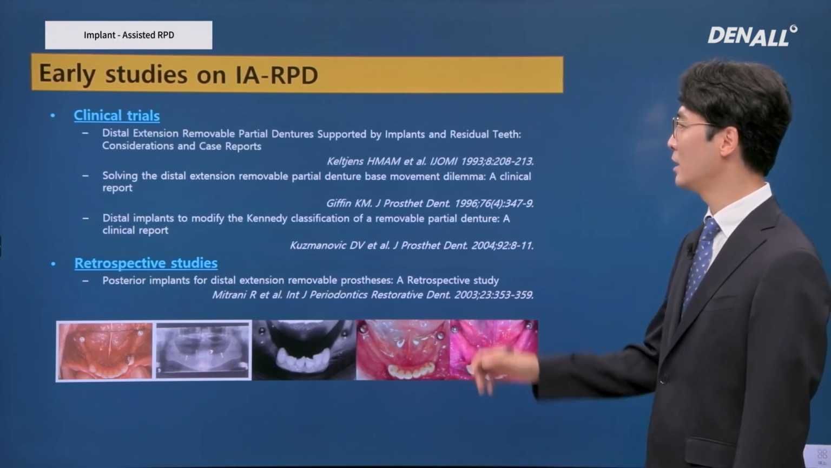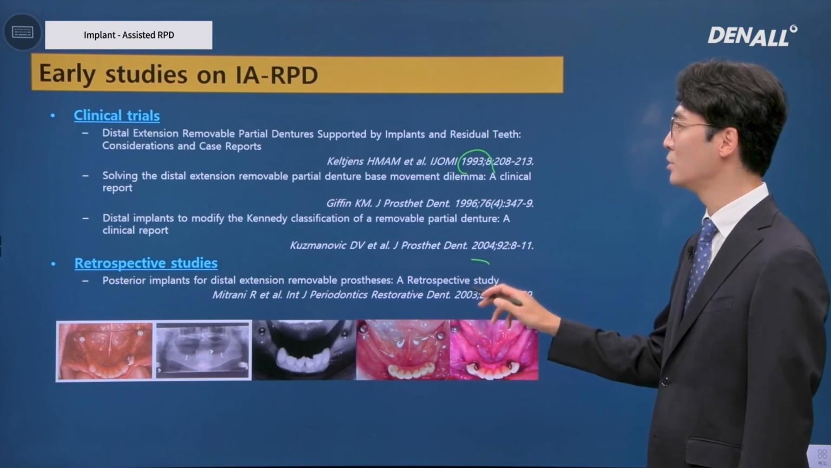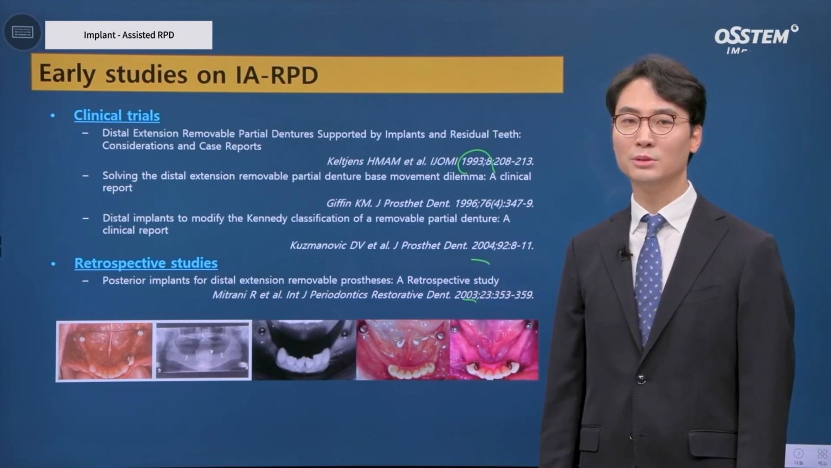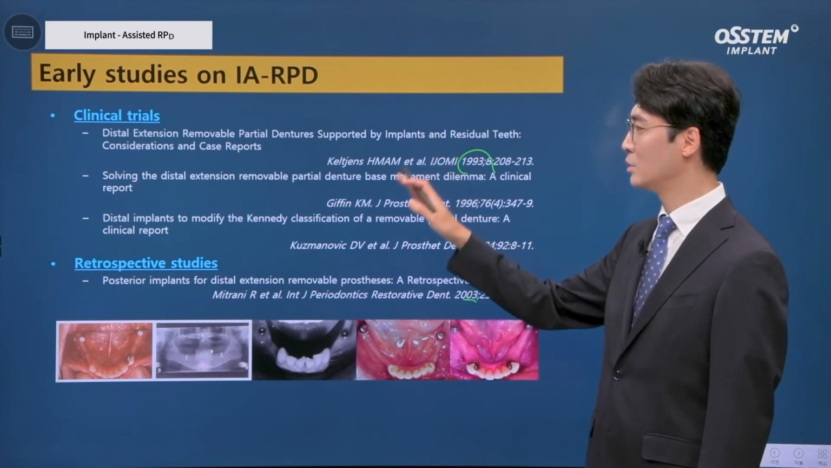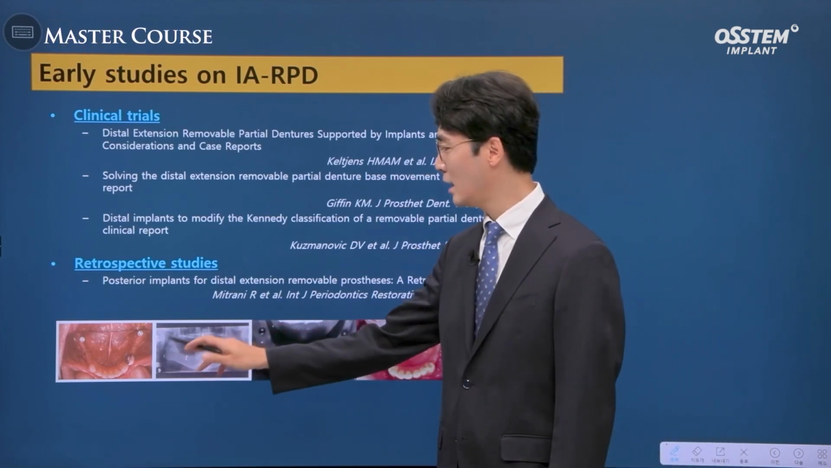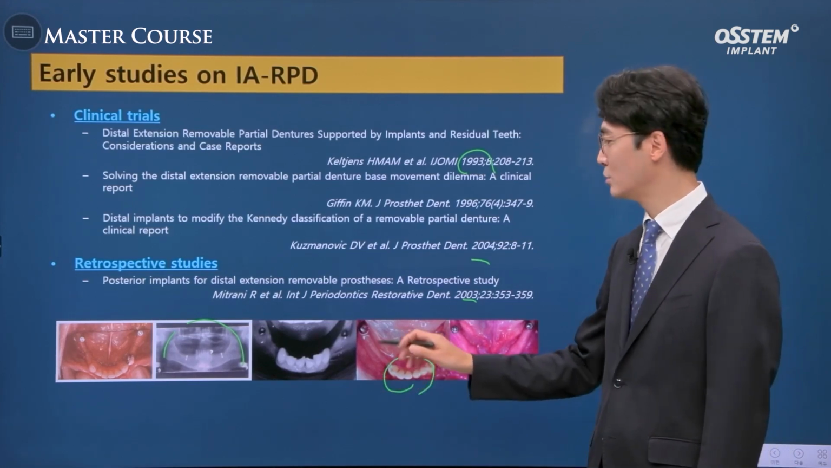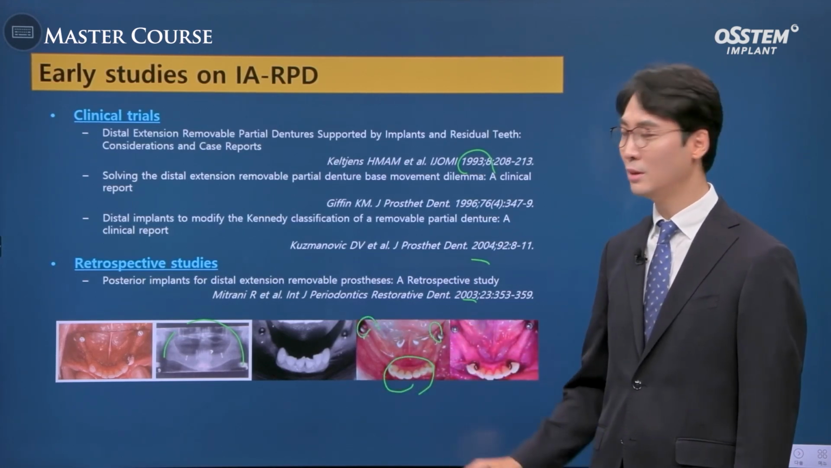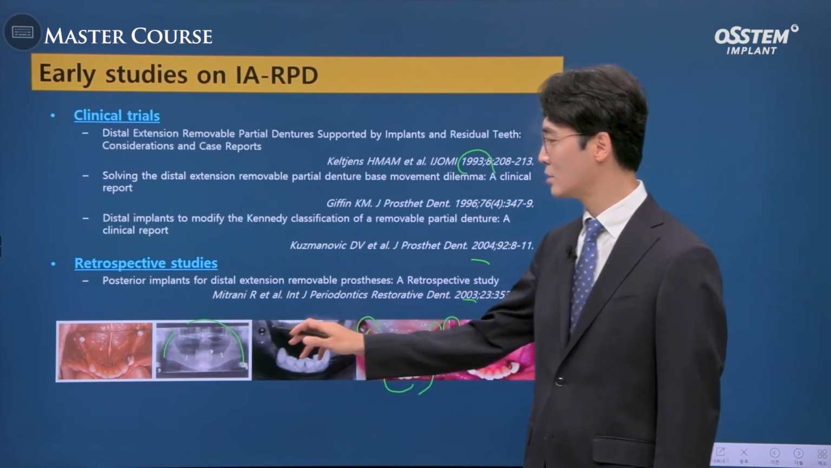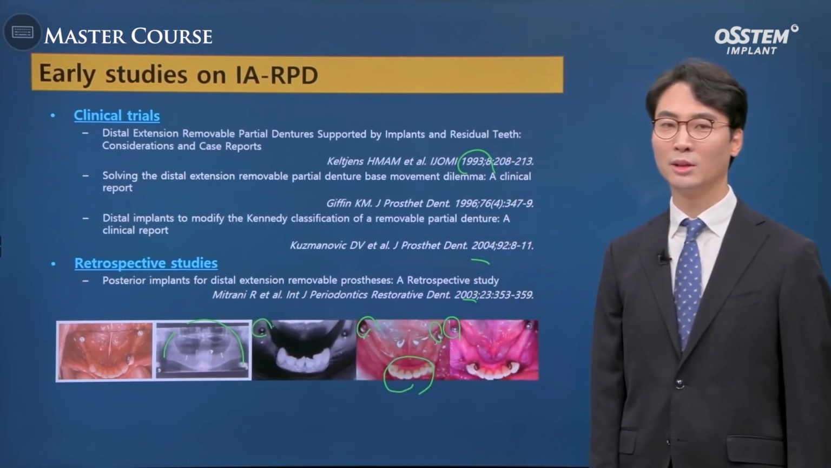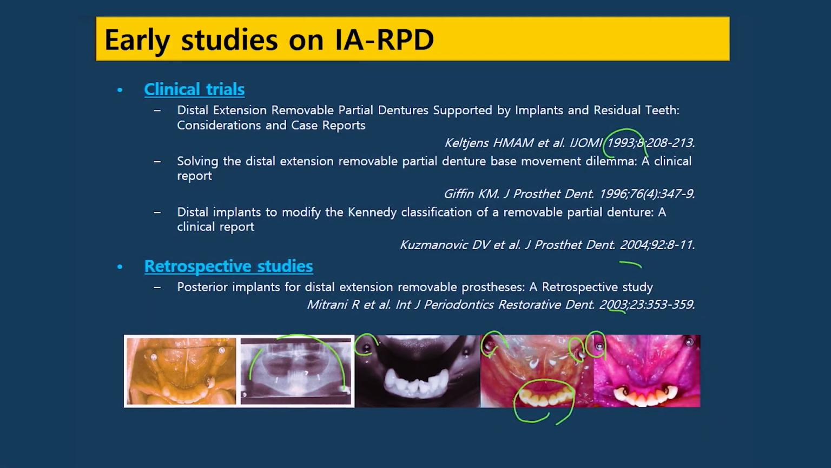There are many literature from 1990s to early to mid 2000s. If you take a look, in most cases, the upper is fully edentulous, and in the lower, there's Kennedy class 1. There's residual teeth in the anterior area only, so in the posterior area, implants are placed, O-ring, locator, magnet, and other attachments are used. So attachments are added to number 6 or 7, the most distal side, and overdenture type of IARPD is provided.